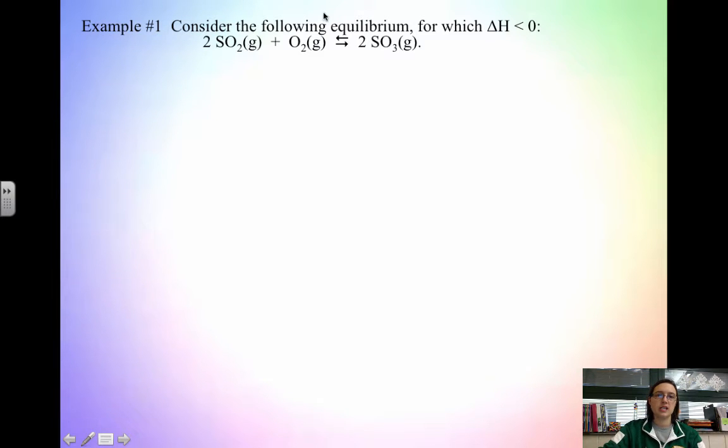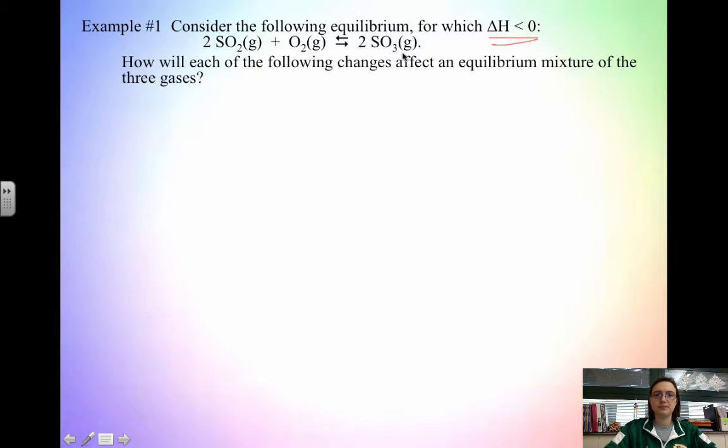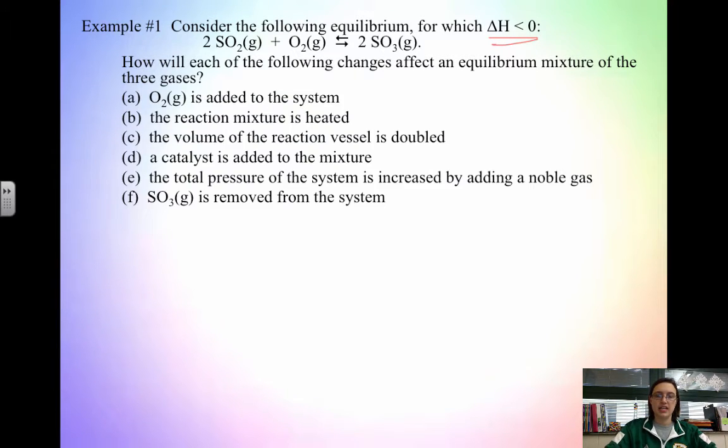So this example says consider the following equilibrium for which delta H is less than 0. So I'm going to underline this for now. It's probably going to be important. And they give us the reaction. So we have reactants and we have the products. Then it says, how will each of the following changes affect an equilibrium mixture of the three gases? And they give us A through F, different changes. So A says if O2 gas is added to the system.